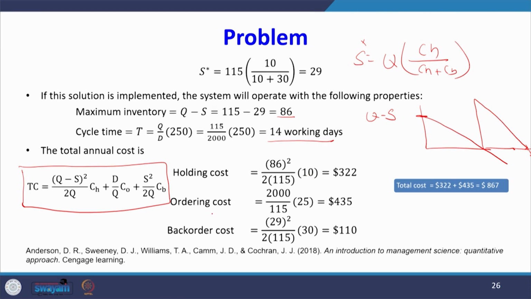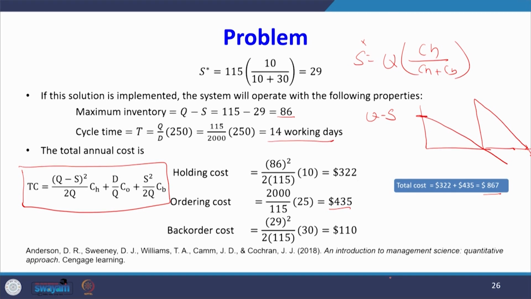Ordering cost, D by Q. D is 2000, Q is the quantity 115, so ordering cost is 25, 435. The back order cost is S square divided by 2Q. S star is 29, 29 whole square divided by 2, Q is 115, multiplied by 30, 30 is the back order cost, we are getting 110. So, when you add these three costs, we are getting 867, that is the annual inventory cost when there is a shortage.